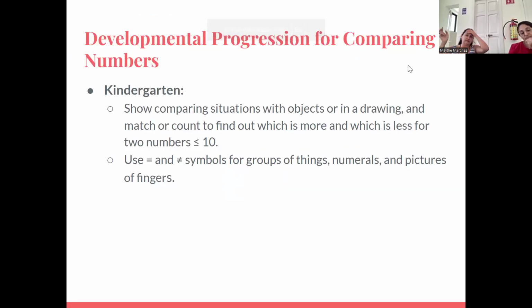Perfect. So when you're introducing the equal sign in kindergarten, do the same thing we're doing with the less than or more than signs: first have those concrete experiences, like, is this equal to this? So they understand that equal means that they are the same. Both sides are the same.